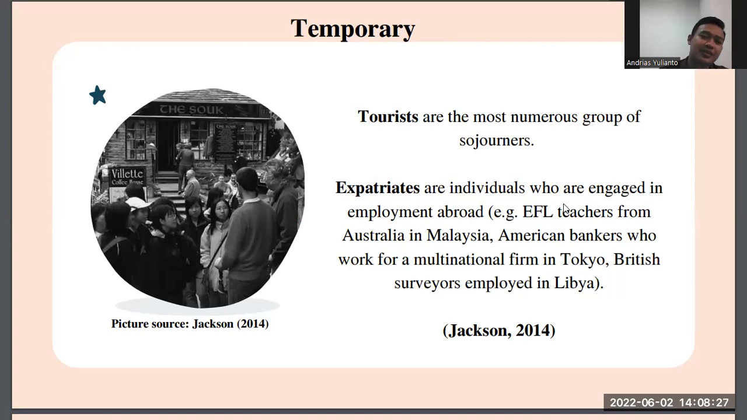The second one is the expatriates. Expatriates are individuals who are engaged in employment abroad. For example, teachers from Australia in Malaysia, American bankers who work for a multinational firm in Tokyo, British surveyors employed in Libya. Expatriate workers may or may not be accompanied by family members, and the amount of contact they have with host nationals varies considerably. Some expatriates reside and work in a compound that is segregated from the local population.